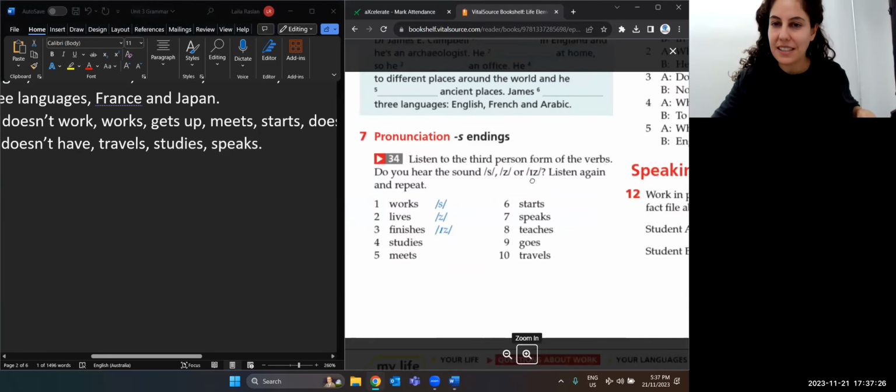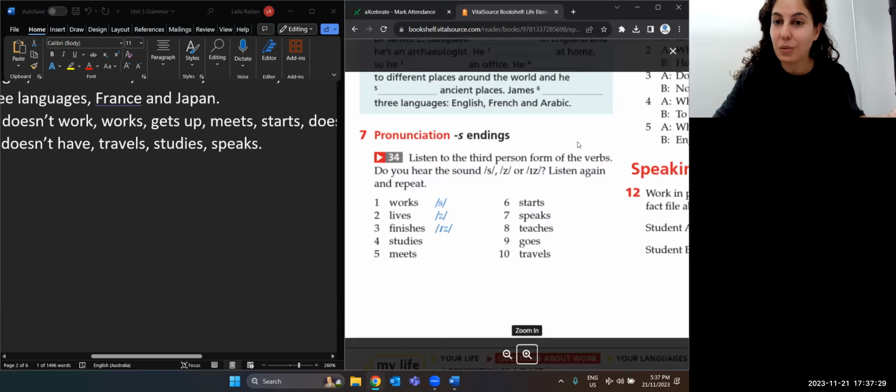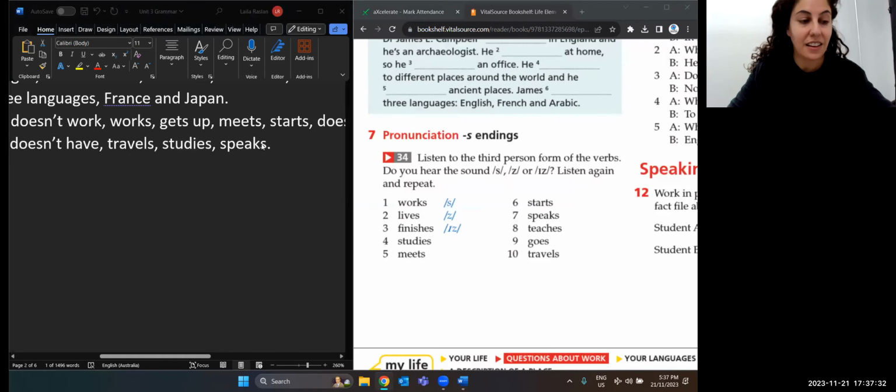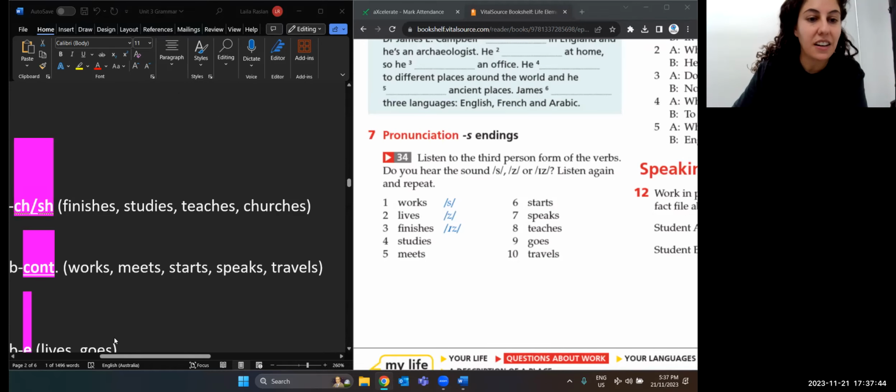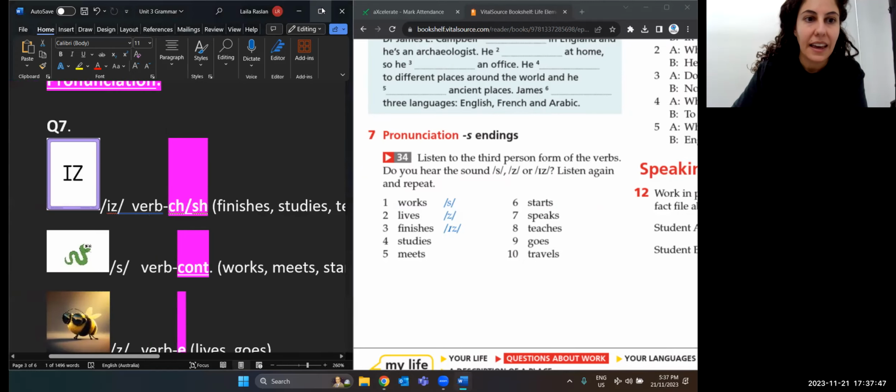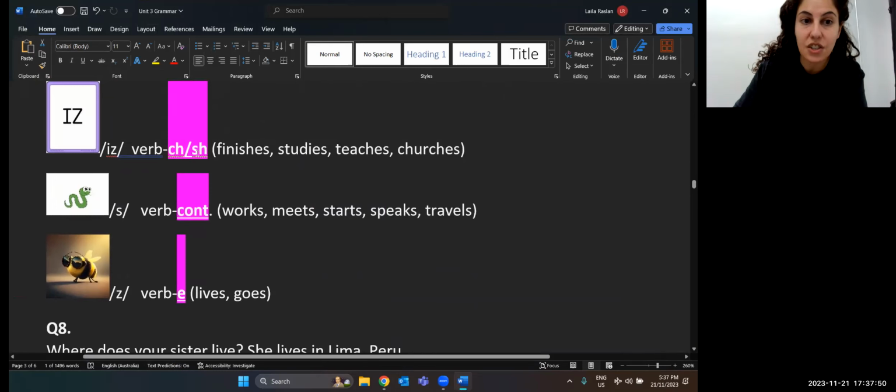Okay, so let's have a look at the pronunciation. That's why before I was trying to get you to focus on the S at the end of the verb. Why? Because we have different sounds that we make depending on what the action is. What does the action word end in? So if the action word ends in a CH or an SH, so for example, church, finish, you add the ES.